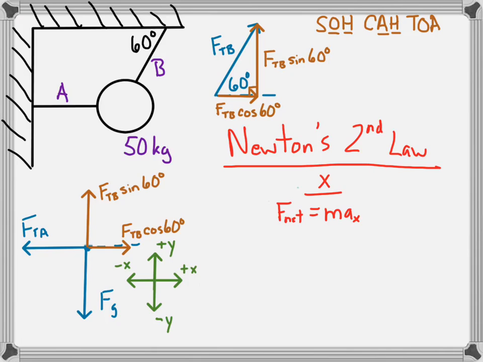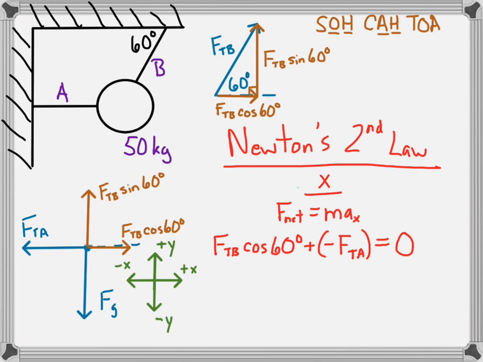The F net for this particular x direction is going to be these two vectors added up together. So I'm going to take FTB cosine of 60 degrees, and FTA is pointing in the opposite direction, so I need a negative sign there. This ball is not moving, it's not accelerating in any direction, so that means its acceleration is 0. So that's why there's 0 on the right hand side.